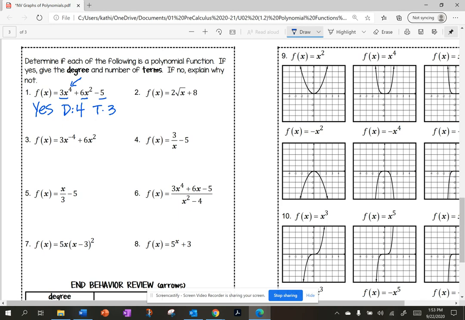Okay, number 2. F of x equals 2 times the square root of x plus 8. I could rewrite this and say this is 2x to the 1/2 power plus 8. And by definition, all the powers have to be positive whole numbers. So no, this is not a polynomial. The power is not a positive whole number.